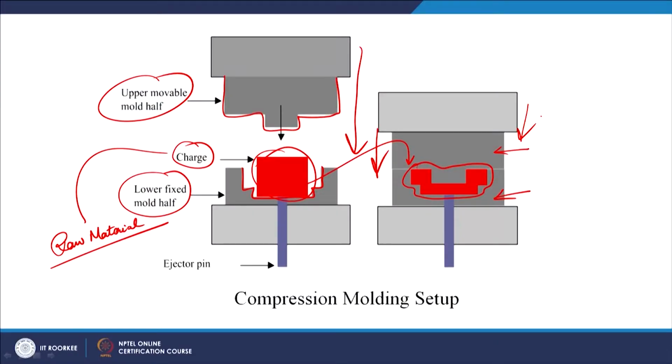As already highlighted in the previous slide, there are important control parameters here. These important control parameters can be: what is the temperature of the charge, what is the pressure being applied by the upper half of the mold, and what is the time for which you have to keep the two mold halves together. All these parameters have to be controlled in order to make a good quality part using the compression molding process. But what are the advantages, where can this process be applied? That is what we need to understand.